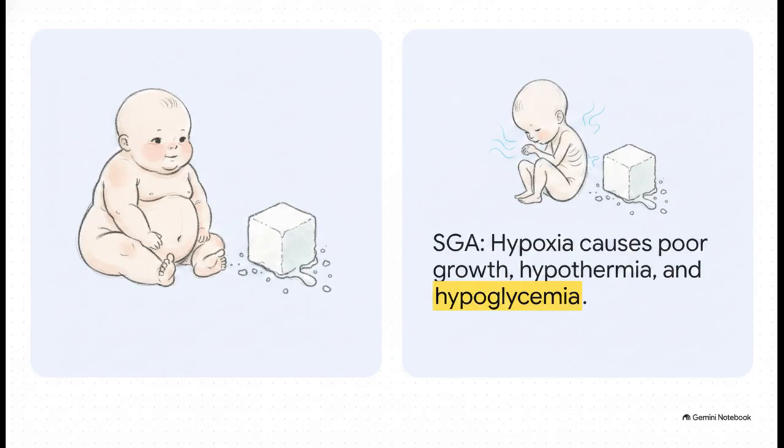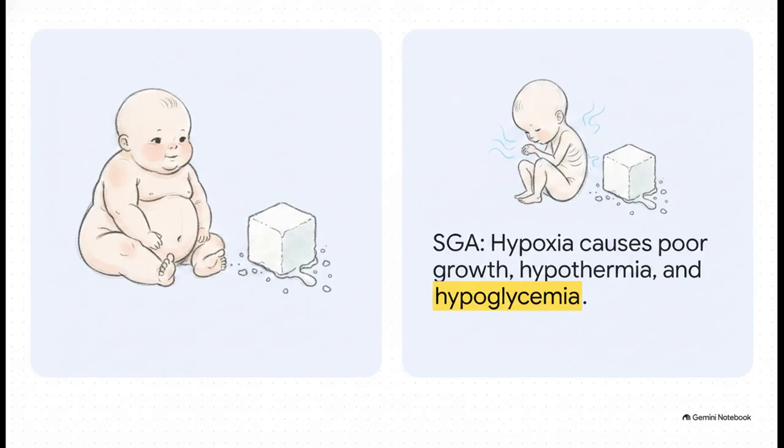Mom's high blood sugar crosses the placenta, right? So the baby's pancreas goes into overdrive, pumping out massive amounts of insulin to handle it. That's what causes them to grow so large. But then, birth happens. Mom's glucose supply abruptly stops, but the baby's insulin levels are still sky high. So what happens? They plummet into sudden, severe hypoglycemia.